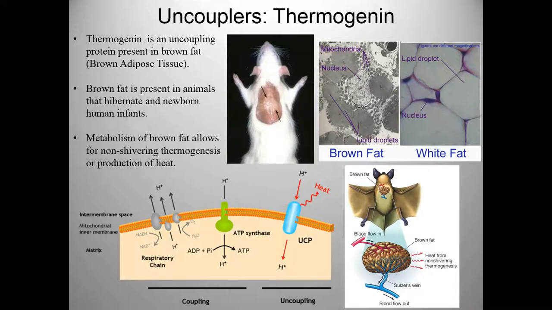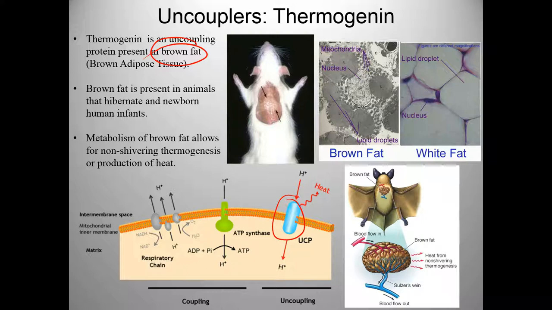Now, uncouplers can also be a good thing. In this case, looking at a molecule called thermogenin, this protein functions as an uncoupler. Here you have your thermogenin protein in the membrane. This thermogenin protein is going to be found in what we call brown fat, or brown adipose tissue, which is completely different from white fat.